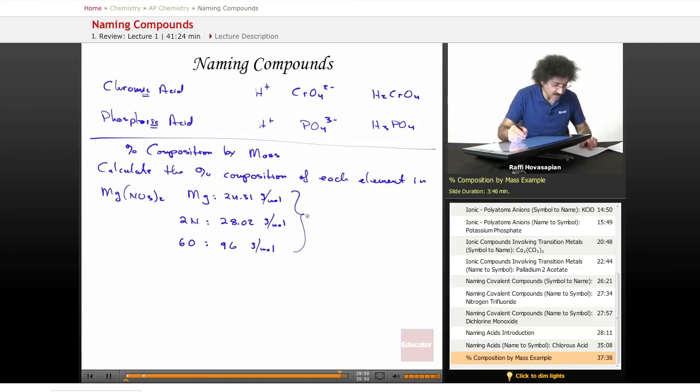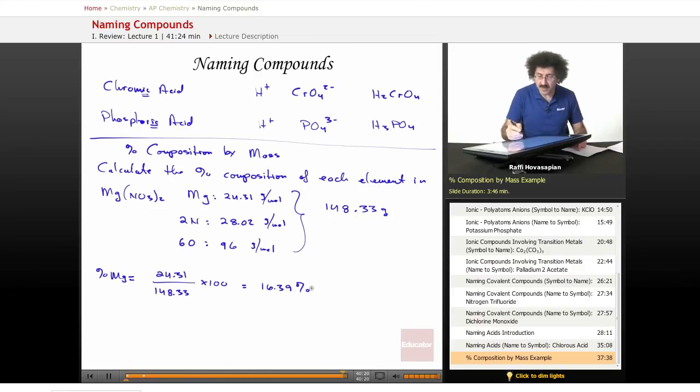Okay, so the total mass is going to be 148.33 grams. Therefore, the percent magnesium is equal to 24.31 divided by 148.33 times 100, and you end up with 16.39%. That means of this 148.33 grams, about 16.5% of it is magnesium. That's all that means. Okay, percent nitrogen.